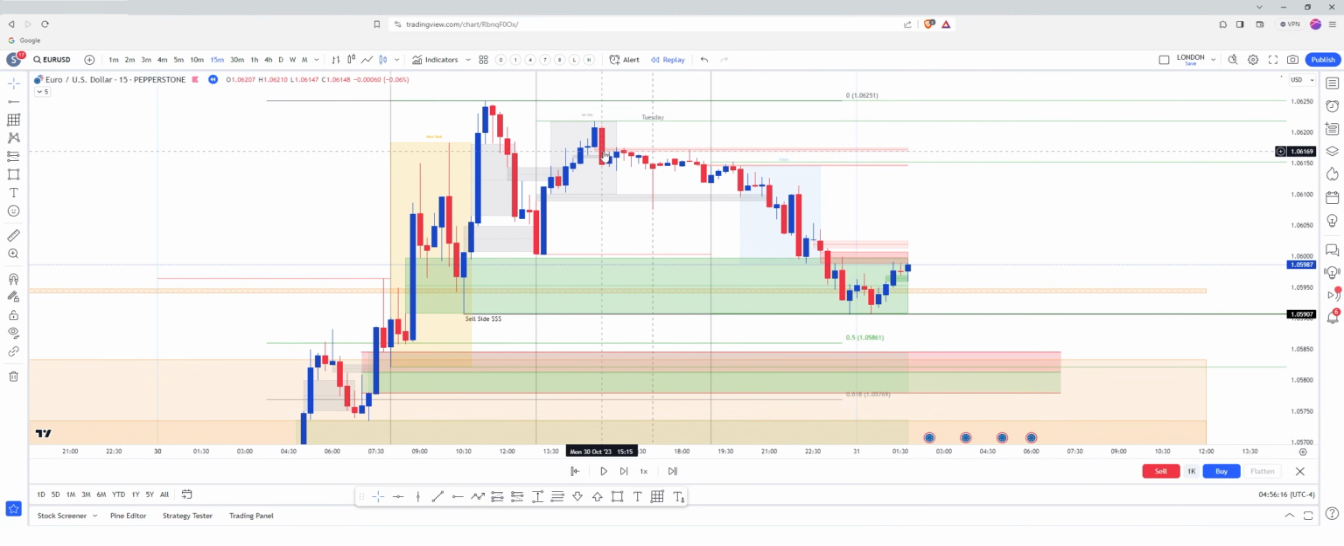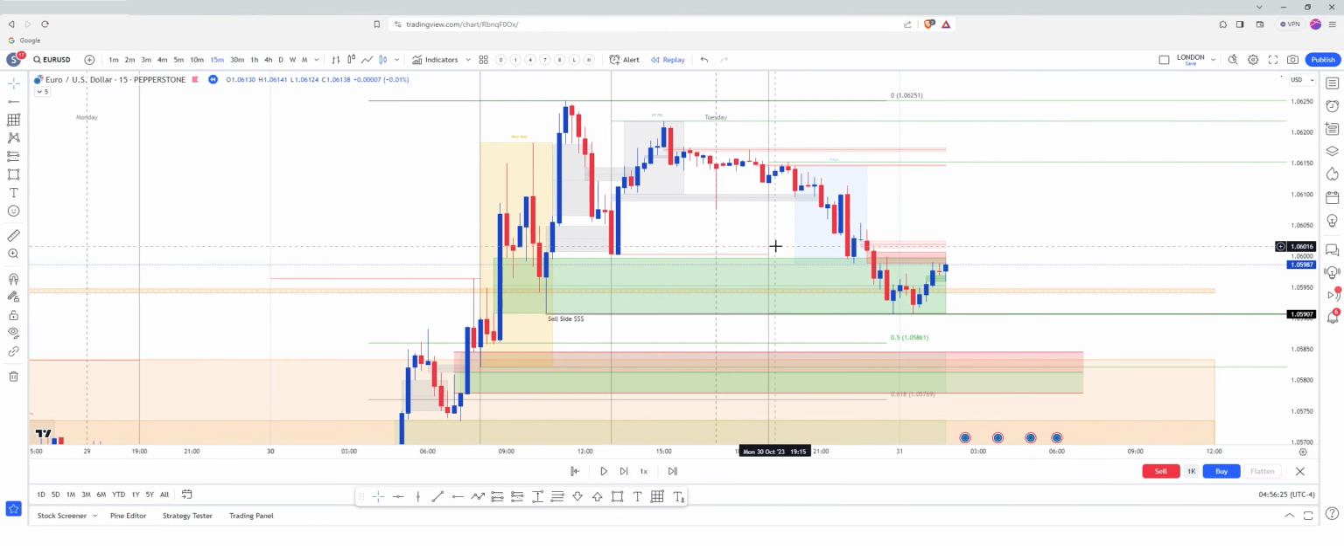We've got some smaller inefficiencies on the 15-minute time frame here. So bearish fair value gaps coming down. Obviously nothing as significant as the large displacement that we had on the bullish side of things. But again, just something to be aware of.